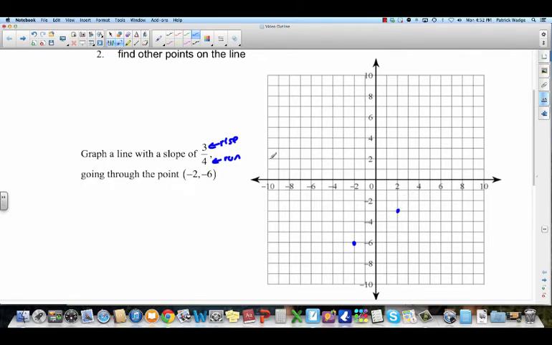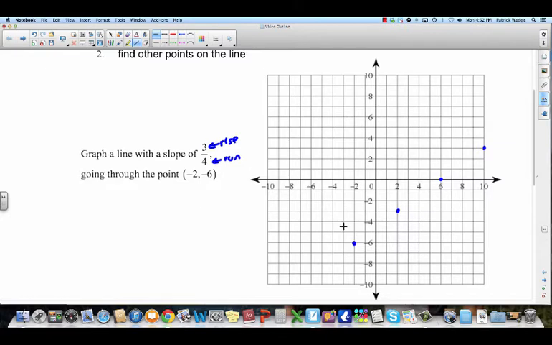Just do it again. Rise another 3 from this point, 1, 2, 3, and run another 4. 1, 2, 3, 4. There's another point. Another point on this line is 6, 0. Want to find one more point? Why not? Rise 3, run 4. Another point is 10, 3. All the points should line up on a perfect line, and they did, so we're pretty confident we did it correctly.